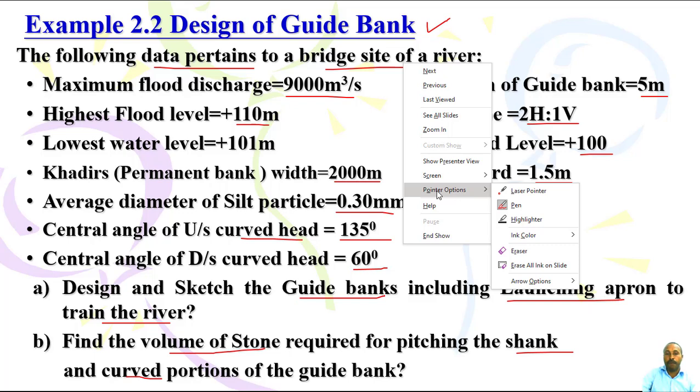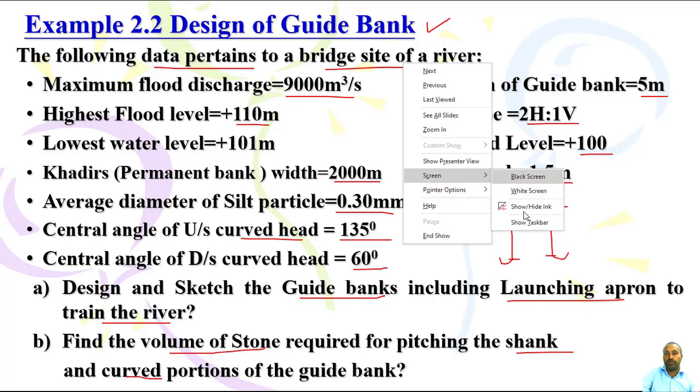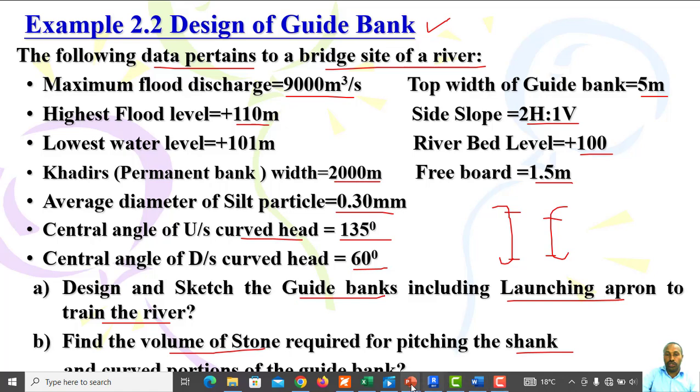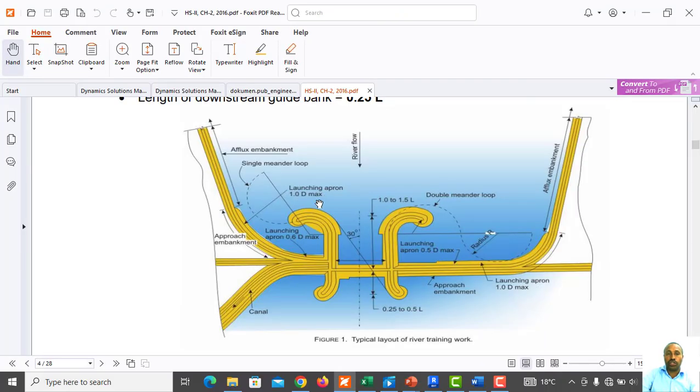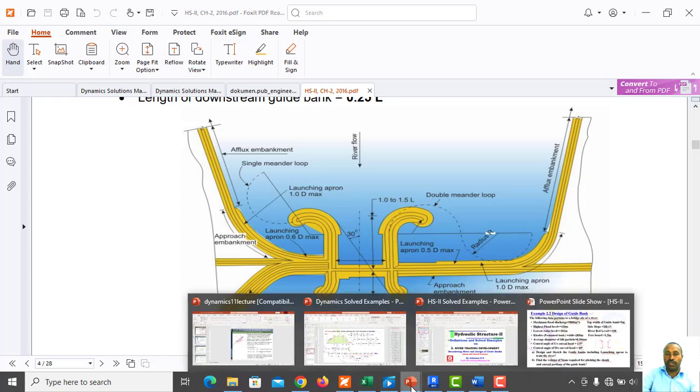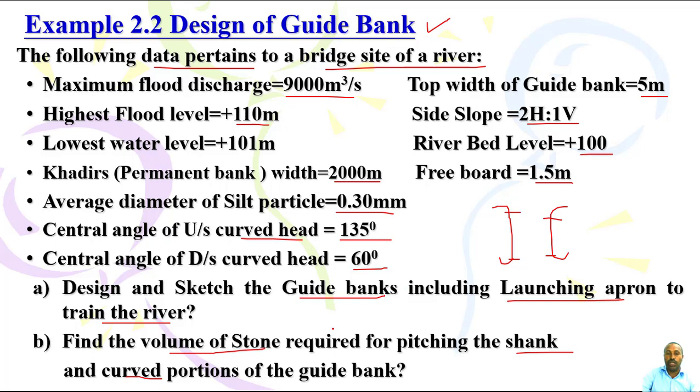And also you have, let me show you the sketch. This is the sketch of the guide bank. You can see this is just curved head, upstream and downstream. So river is flowing through this one, then it will go. So you have such alignment or plan view. Now we will see the detail of this one.